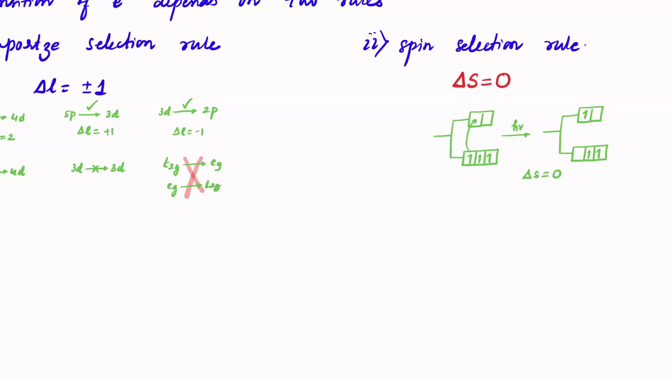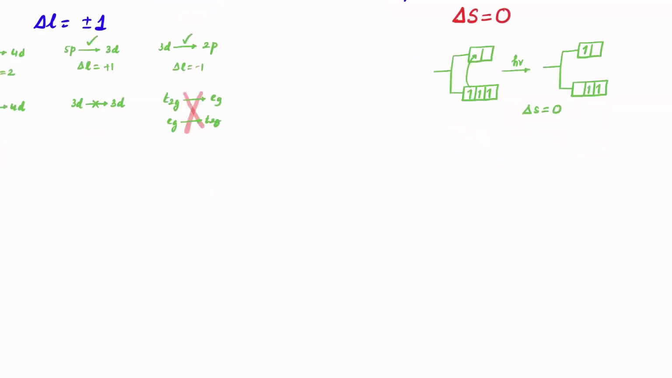But if you notice one more example, let me write one more example in which I already have a few electrons here, 1, 2. Now the light is being given and an electron is exciting here.